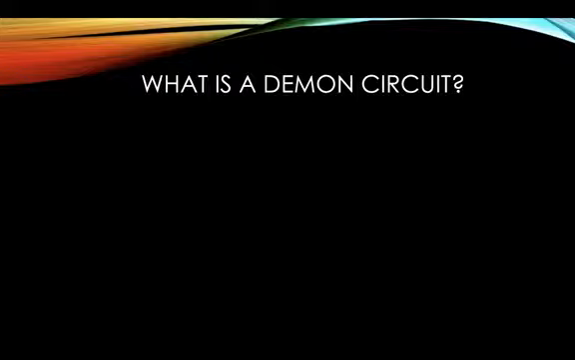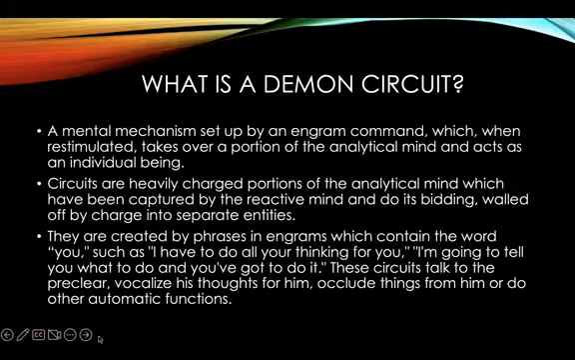So I thought about that, but I did have a question too before you went further. Go ahead, brother. At the end, it says vocalize his thoughts for him, meaning I guess the circuit, and it occludes things from him or do other automatic functions. I had a question about what those automatic functions are?